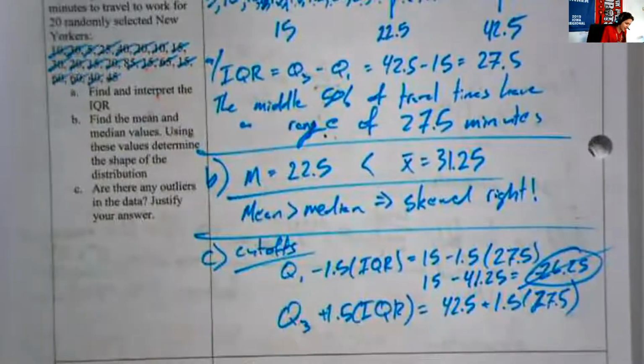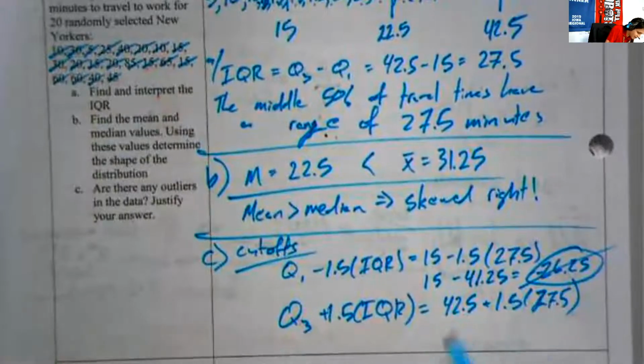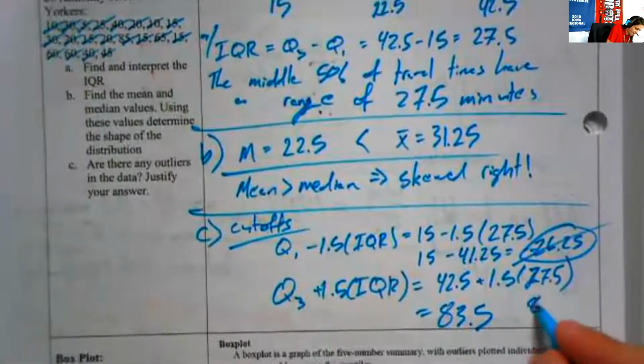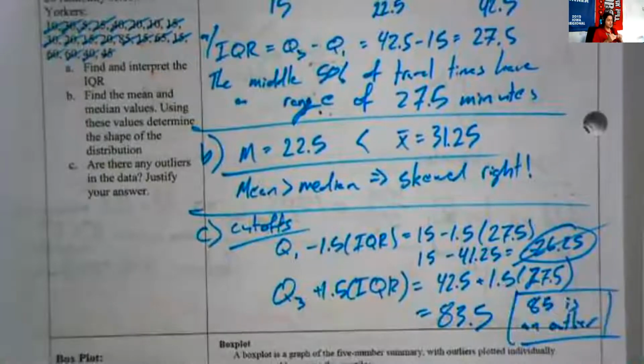On the positive side, 42 and a half plus 41.25, that's going to be 83.5. And so there is one outlier. 85 is an outlier. Neato. So we can do that.